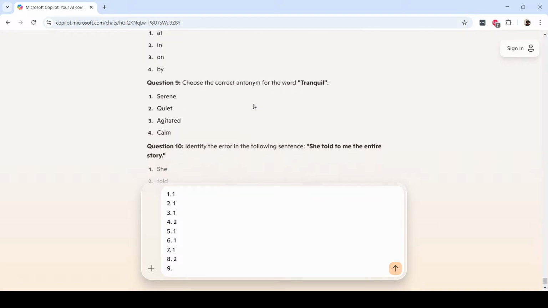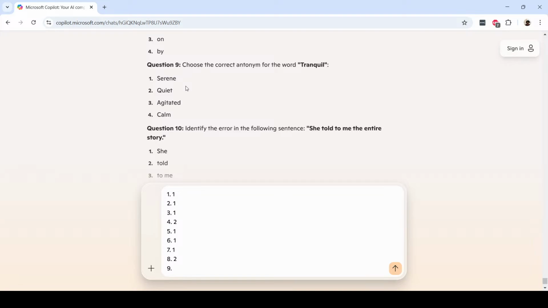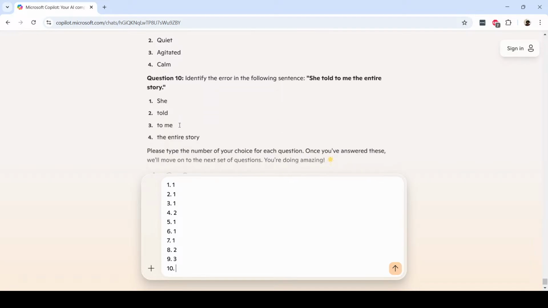Yeah. Choose the correct antonym for the word tranquil. Okay, so tranquil is... and we need antonym. In this type of question, how I will attempt is: quiet, calm, both are the same. Now agitated and serene are there. Serene is also similar to this one, so agitated is the only option. These kinds of questions are easy if the options are like this.